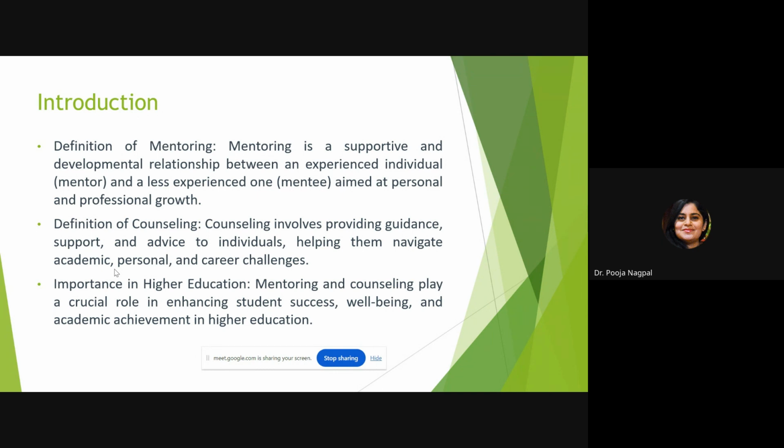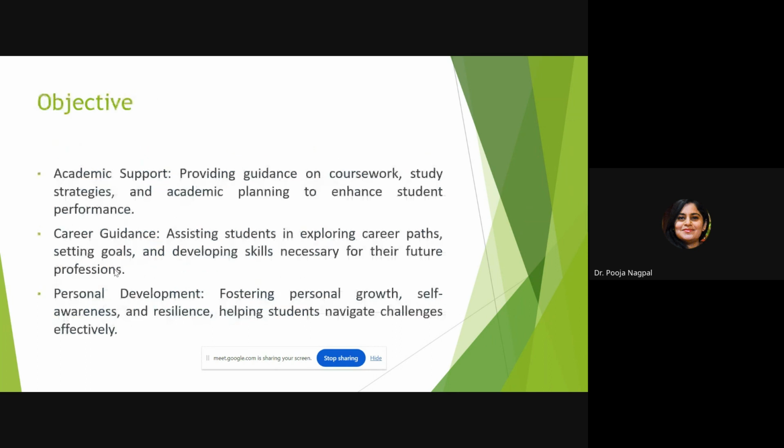So, what is the importance of mentoring and counseling in higher education? Mentoring and counseling play a crucial role in enhancing students' success, well being, and academic achievement in higher education. We can consider it as the goal of mentoring and counseling: the main goal is to achieve student success, well being, and academic achievement in higher education.